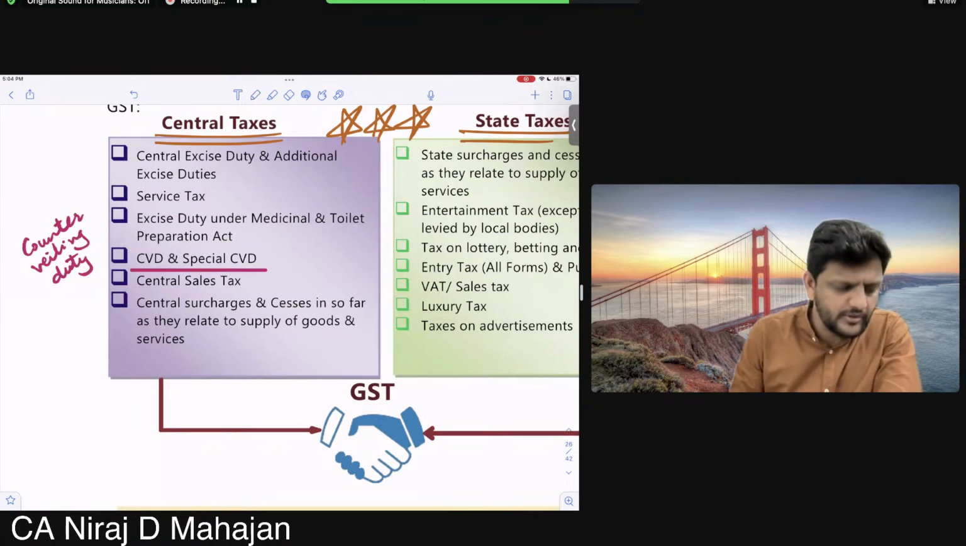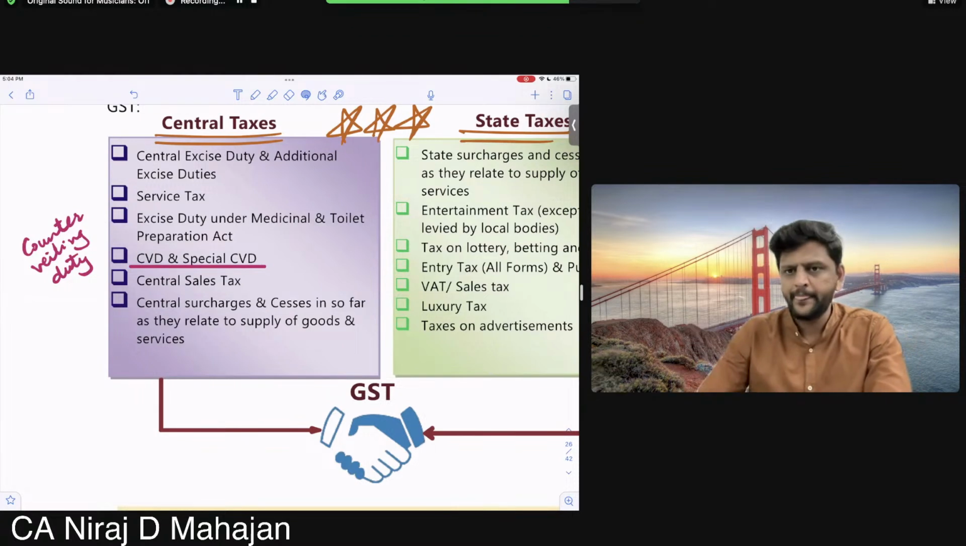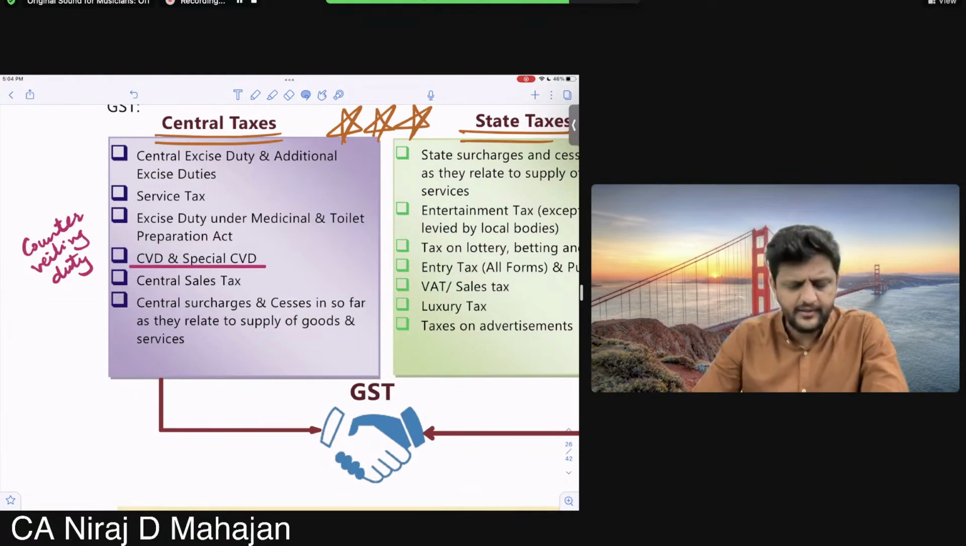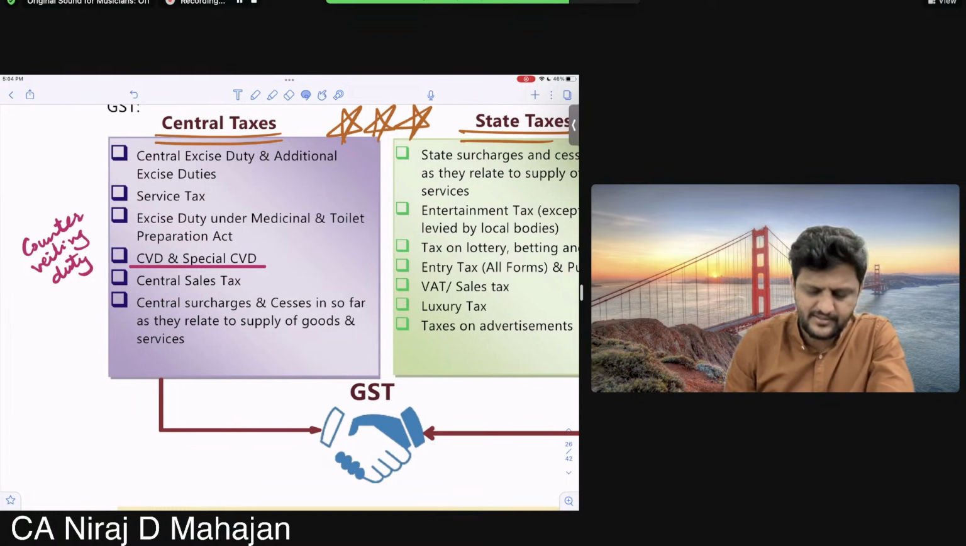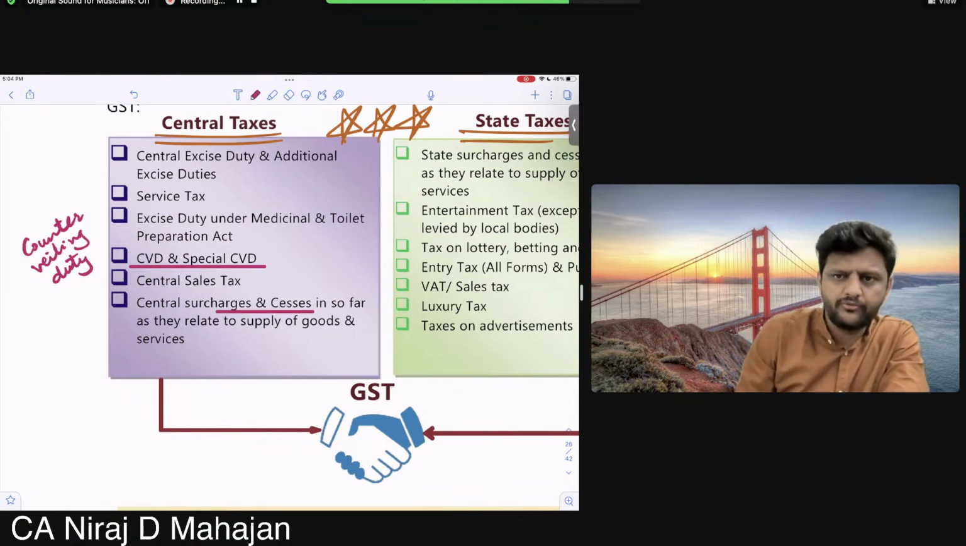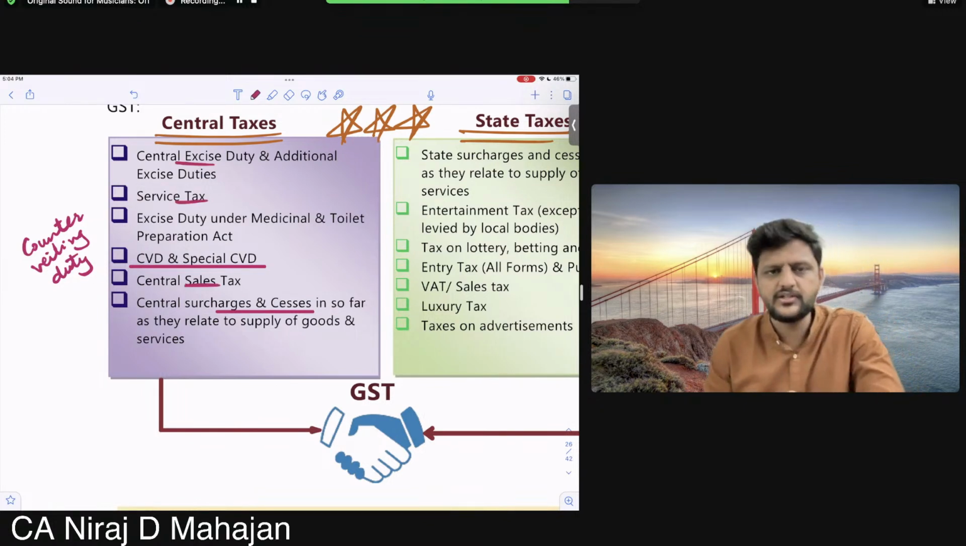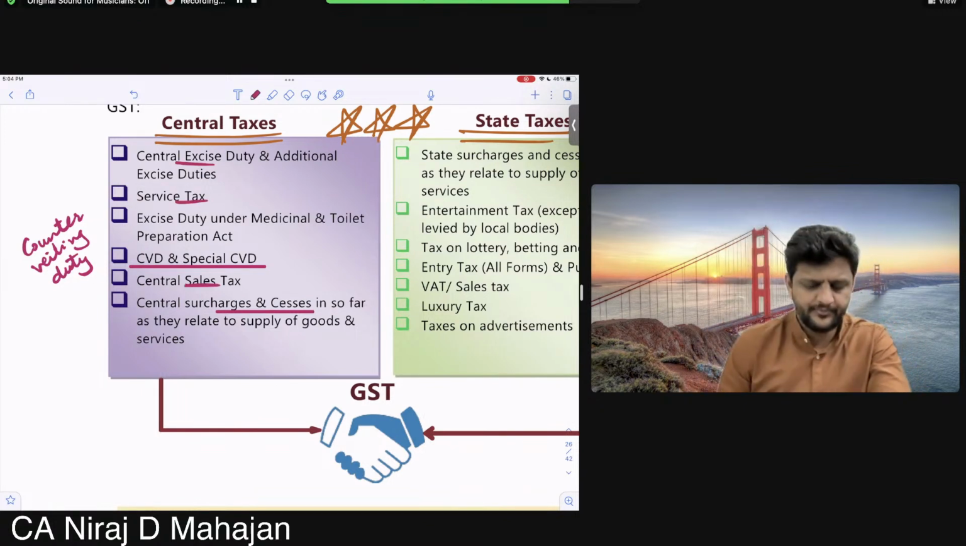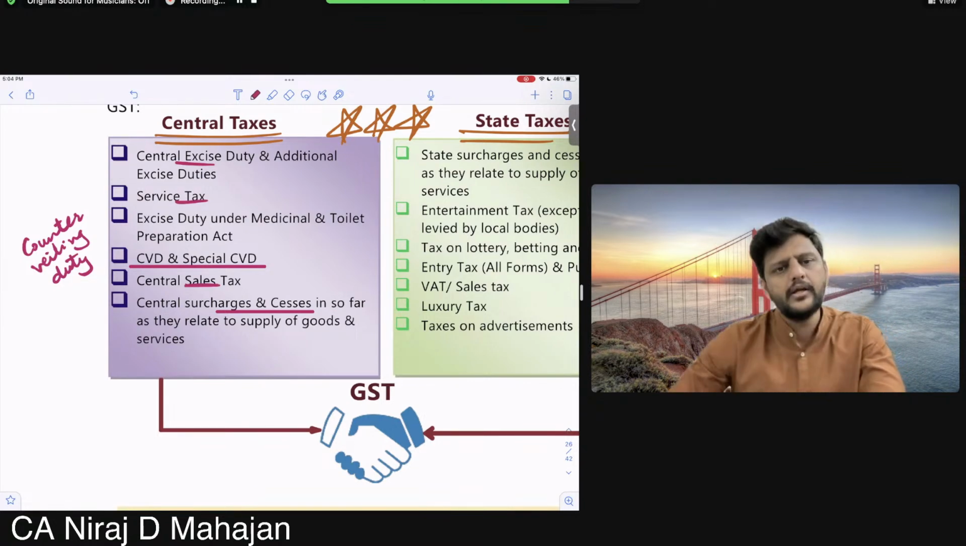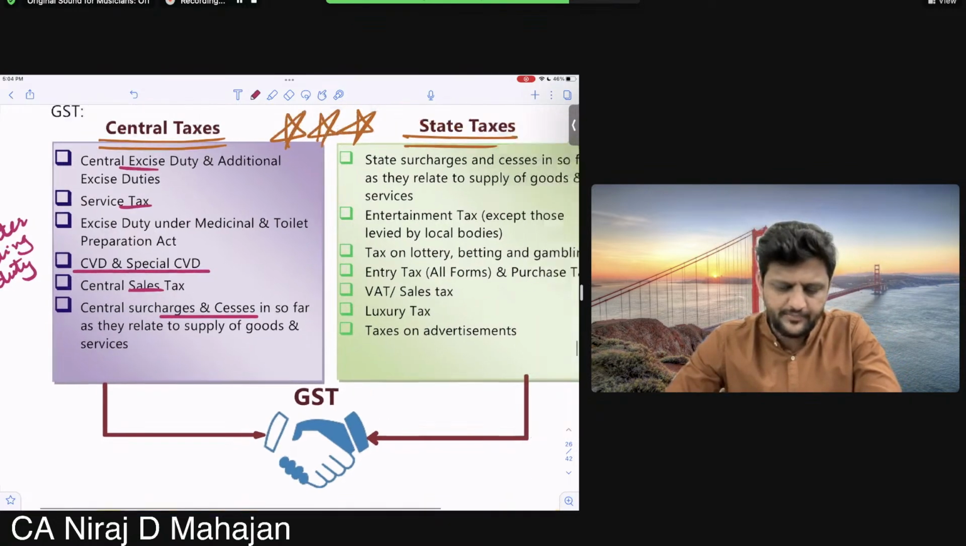To discourage what? Imports, okay. CST, central sales tax, for what? Interstate sale. And central surcharges and cesses, okay, whatever were applicable on the supply of goods and or services. So they became part of your GST. So what is important for you? Central excise duty, service tax, CST, these two three you can keep in mind. CVD if you can, good, and all the surcharges and cess applicable on the same.